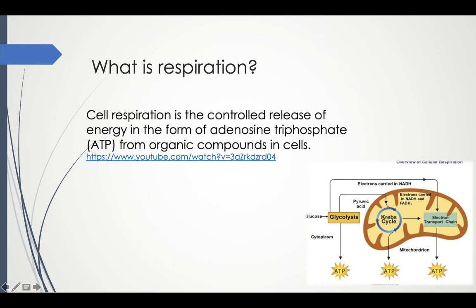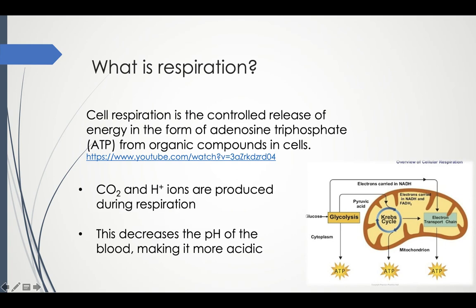So cell respiration is the controlled release of energy in the form of ATP. Now if you follow the link there on the PowerPoint, it's a bit of a video about cell respiration for you. So during respiration, carbon dioxide and hydrogen ions are released, and what this does is it decreases the pH of the blood and it makes it more acidic.